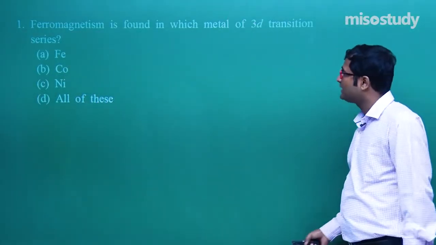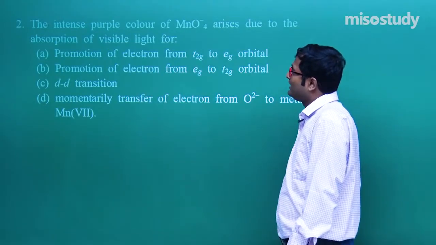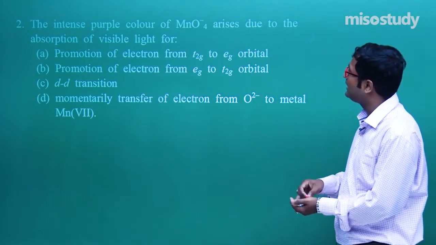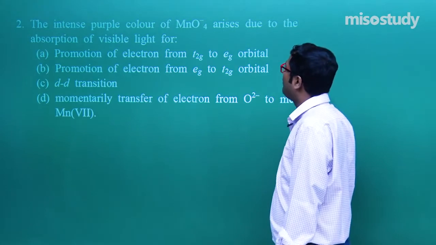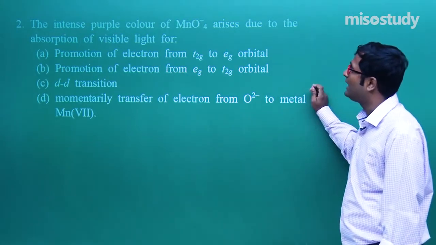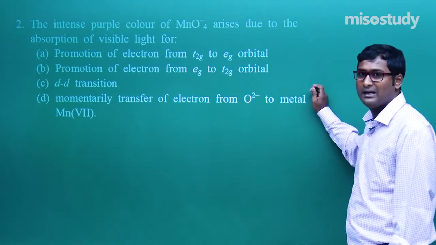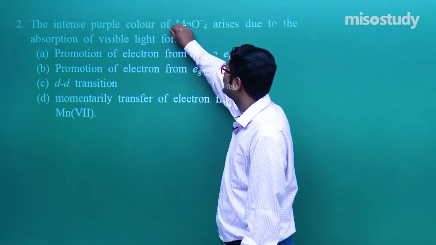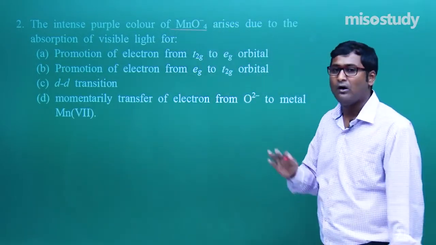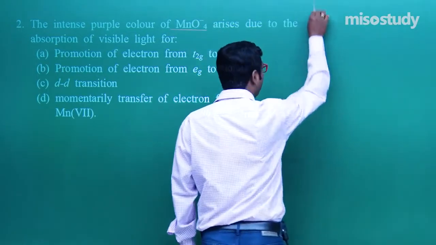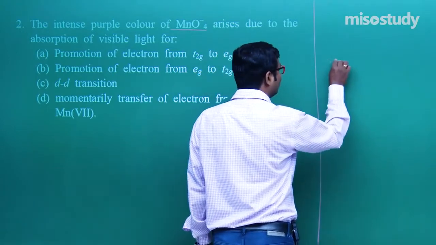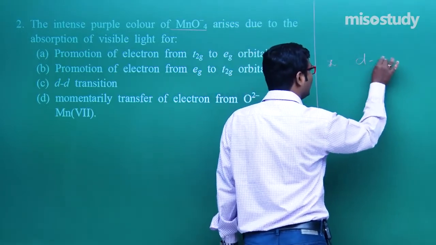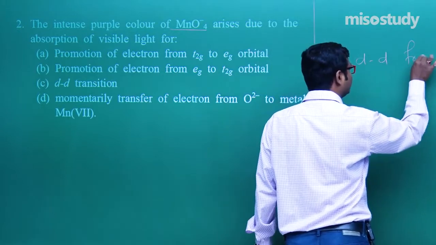The next question is question number 2. The intense purple color of MnO4 minus arises due to the absorption of visible light. What I'm telling is, the intense purple color. As I know, for color there are generally two factors responsible. The first one is d-d transition.